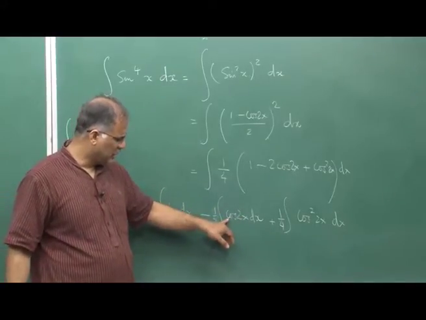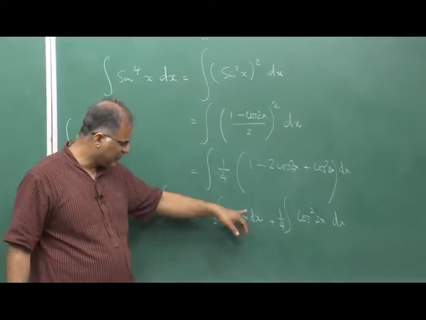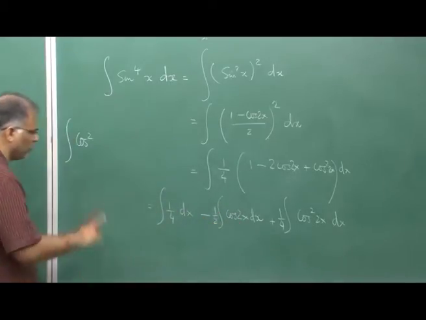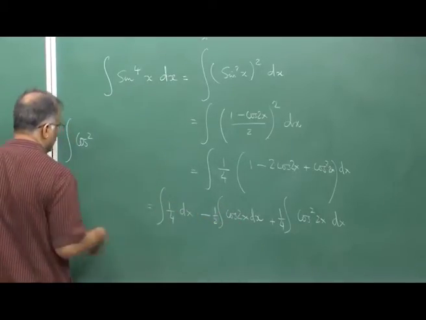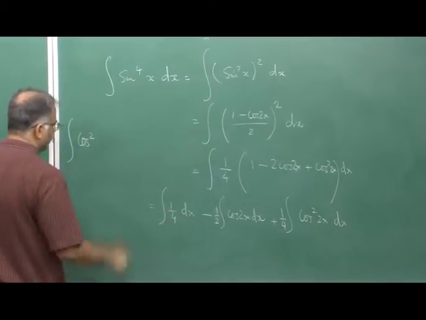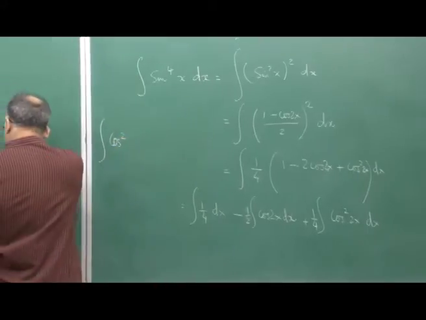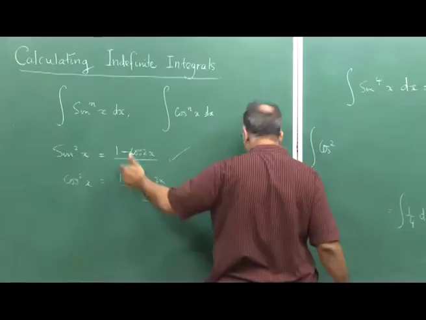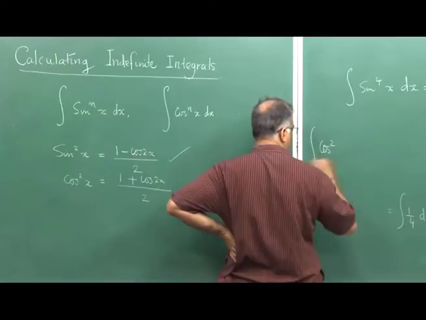This is minus sine of 2x by 2, 1/2 of sine 2x. You know these integrals, this is elementary. For here again you have to use this formula. You see, in the same formula we are making use of both of these formulas.